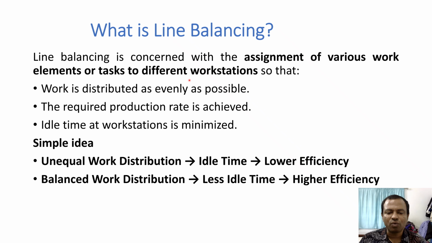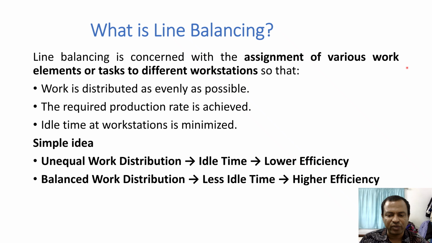So what is line balancing? That is the next question. Line balancing is concerned with the assignment of various work elements or tasks to different workstations so that work is distributed as evenly as possible. The required production rate is achieved. Idle time at workstations is minimized. What is a work element or task? That we will see in the next slide.